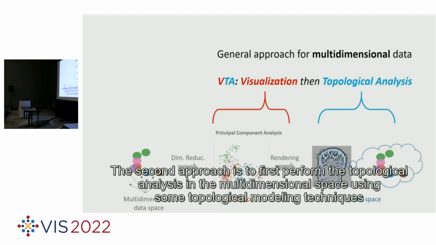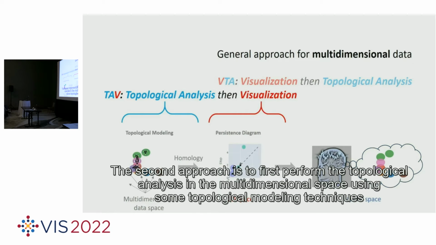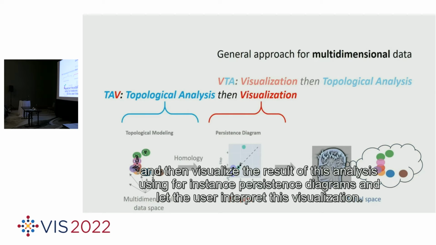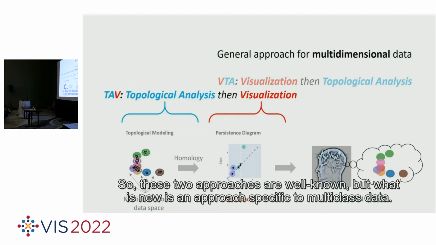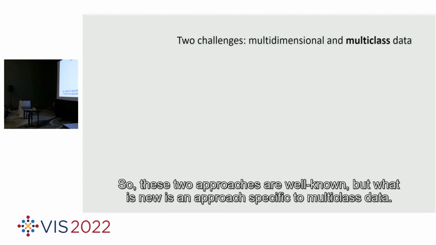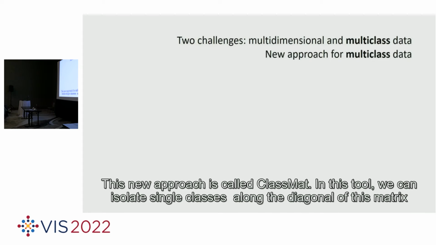The second approach is to first perform the topological analysis in the multidimensional space using some topological modeling techniques, and then visualize the result of this analysis using, for instance, persistence diagrams, and let the user interpret this visualization. These two approaches are well known, but what is new is an approach specific for multiclass data. And that's what we present here.